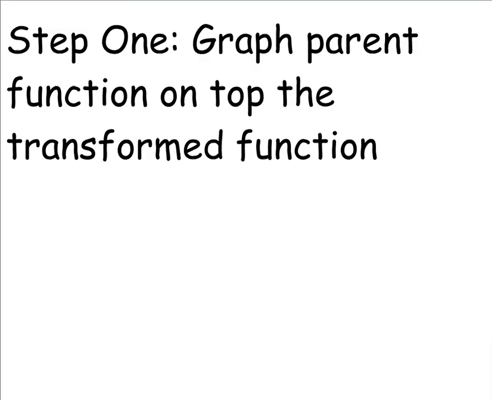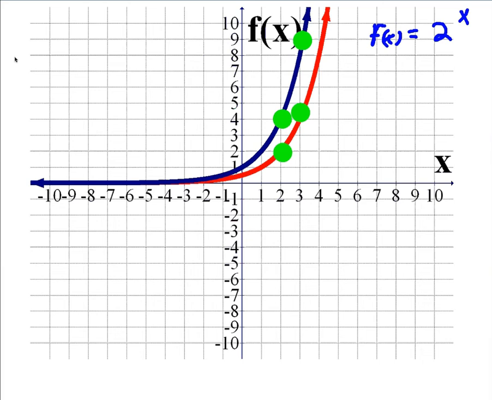So that leads us to step 1, which is to graph the parent function on top of the transformed function. Again, you need to understand how to graph the parent function for 2 to the x. Just plug in -2, -1, 0, 1, 2, and plot those corresponding y values, and we know it's going to have an asymptote at y equals 0. It's going to have an exponential curve. Starts out gradual and shoots up.